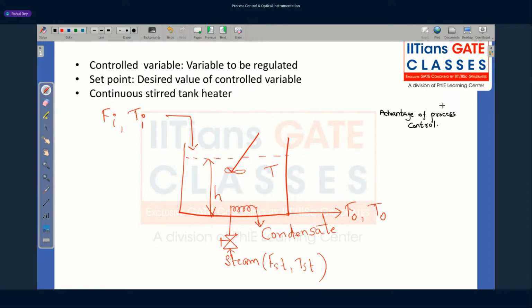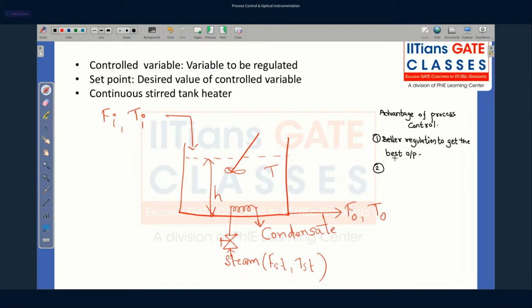See, the advantage of process control is that, as I have told all the points, we can regulate the process so that we get a better quality product output. So our first is better regulation to get the best output.